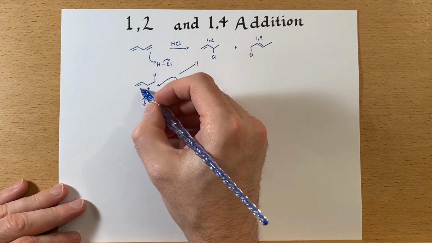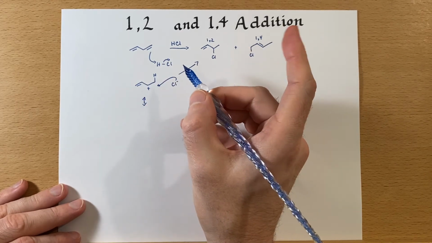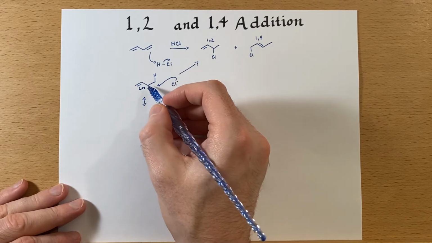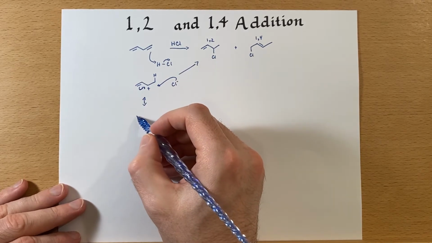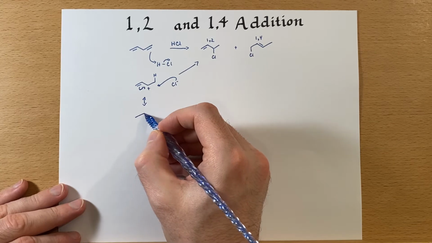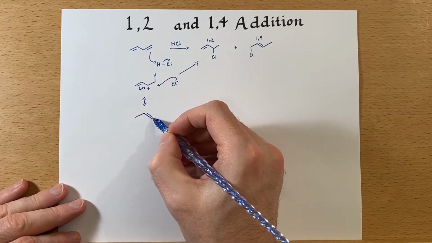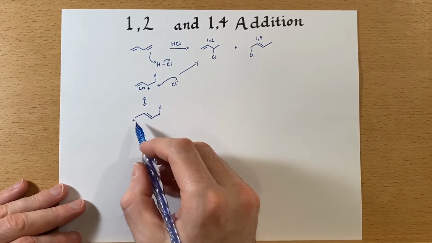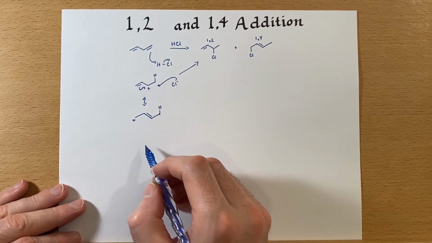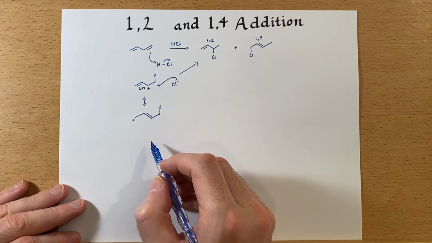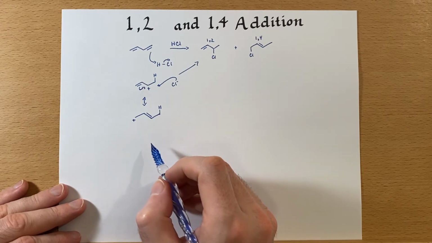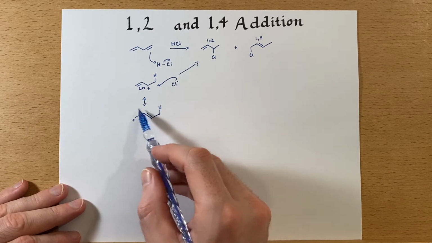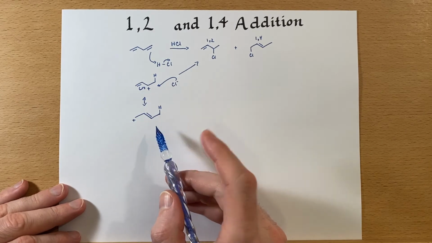All right? So we could take this, move that over, and then the plus charge ends up over on the other carbon. And the double bond moves to there. Now the plus charge is out on this carbon. And you might say, ooh, that doesn't look so good. It's a primary carbon. But remember, this is part of a resonance structure. And so this is actually quite stable.